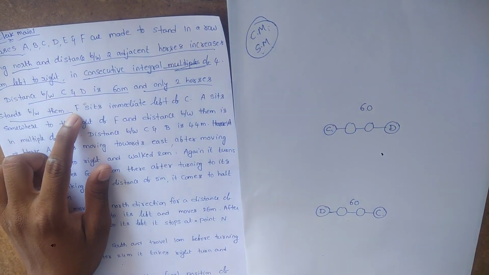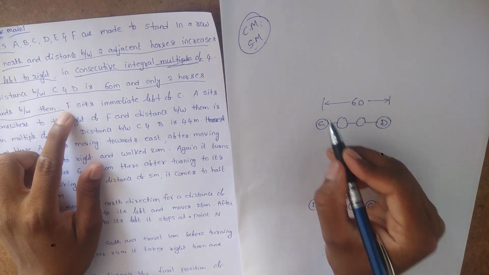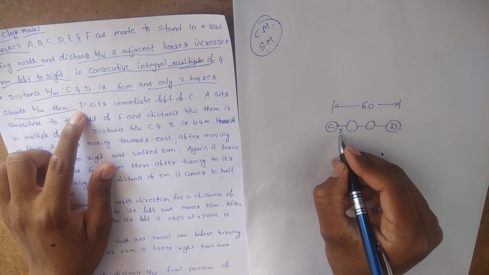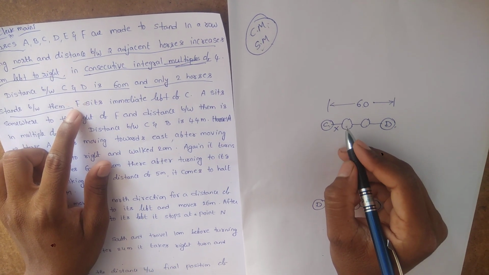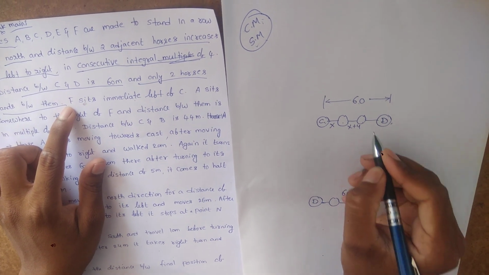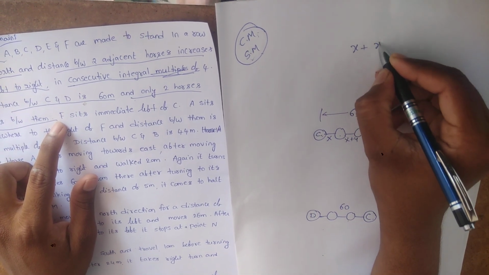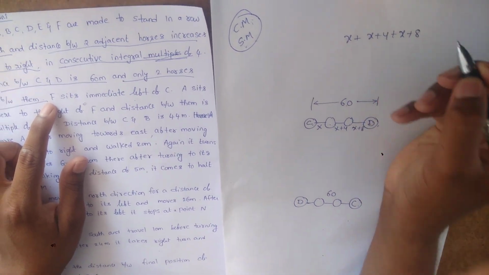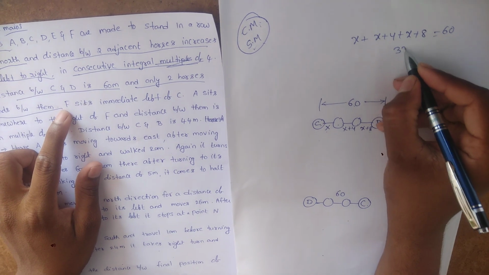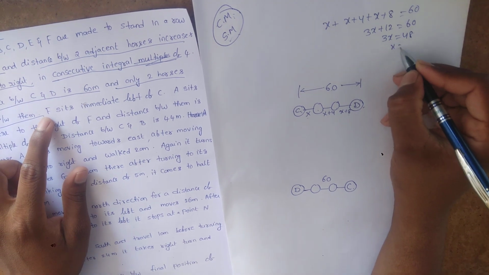Now, friends, check here. The total distance between C and D is 60 meters, but between C and D we have two horses. Suppose I take this gap as x. The next successive multiple is 4, which means the next gap will be increased by 4, that is x plus 4. The next one is x plus 8. So x plus x plus 4 plus x plus 8, this total distance is equal to 60. So the total is 3x plus 12 equal to 60, 3x equal to 48, now x equal to 16.